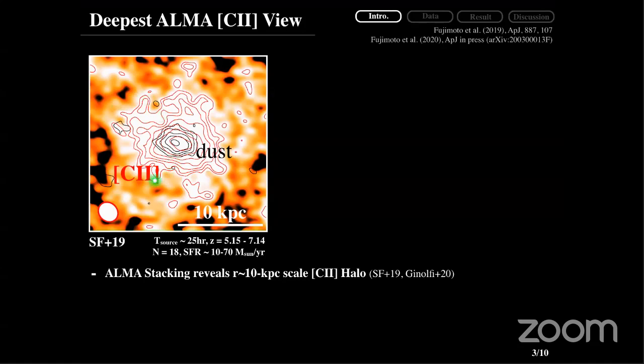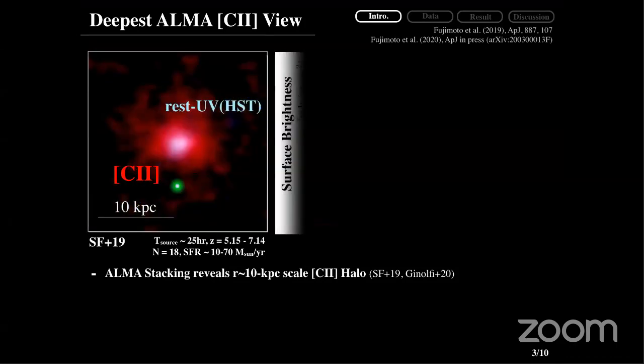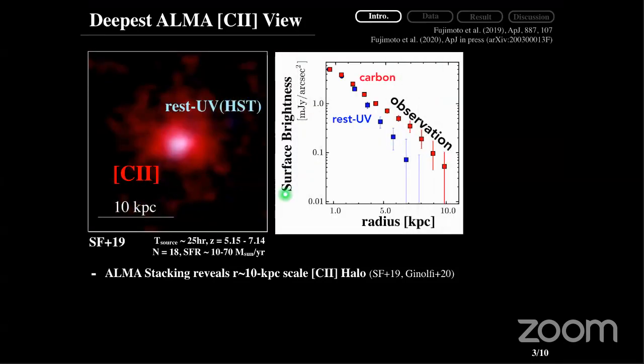In our previous study, we performed visibility-based stacking by fully making use of the ALMA archival datasets. The [CII] line is clearly distributed beyond the dust continuum up to a radius scale of about 10 kiloparsec, whose decomposed size even extended 5 times more than the rest-frame UV emission. So we dubbed this large [CII] line structure as [CII] halo.